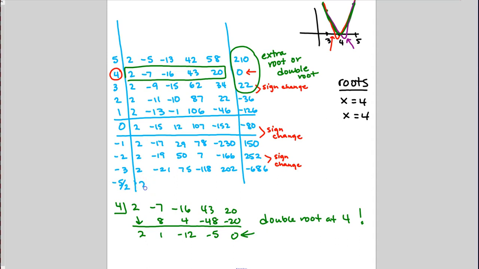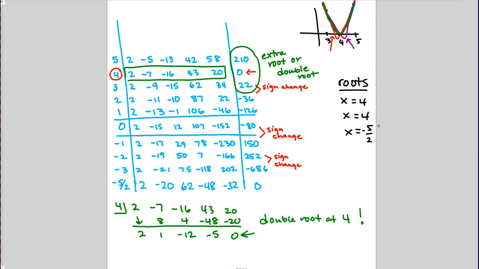So negative 5/2, bring down the 2, multiply and then add the next number, you get negative 20, multiply and add the next number, you get 62, multiply and add the next number, negative 48, and the next number is negative 32, and then 0. Okay. So now we can add that to our list of roots. Now we have 3 roots, there are only 2 more to find.